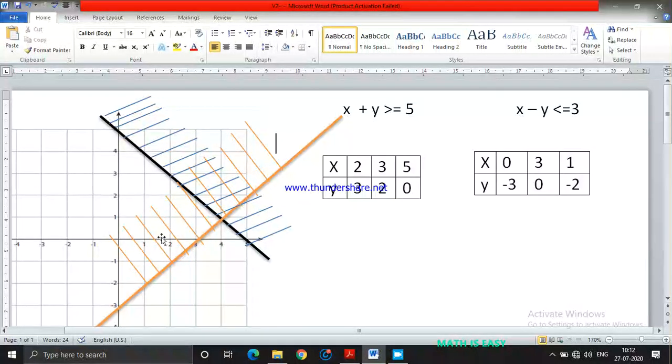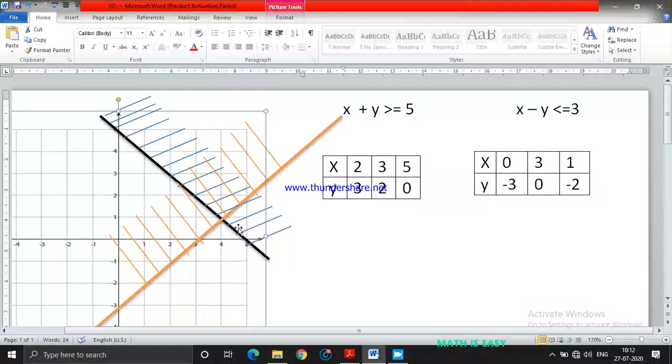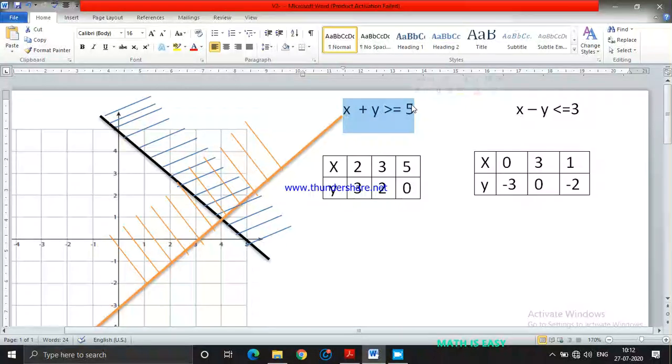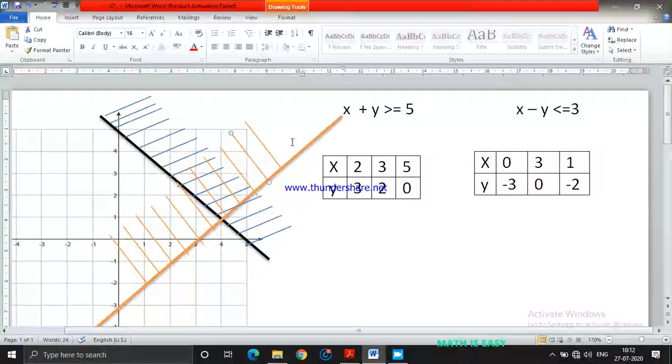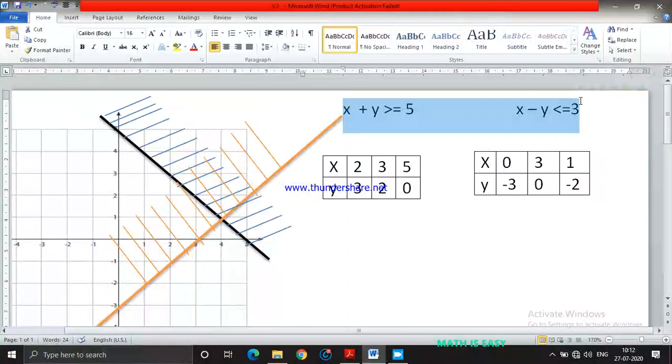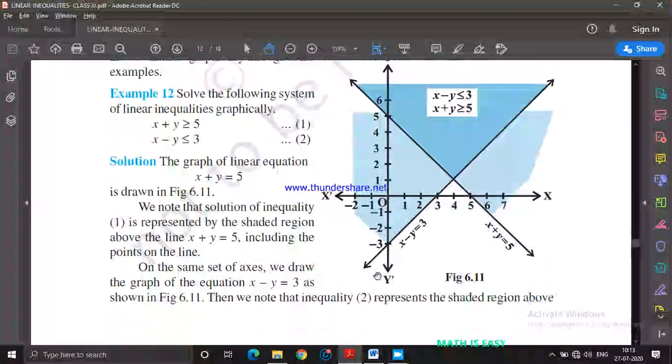So that means this region will be satisfied only for equation number 2. And where you have only blue lines, that region will satisfy equation number 1 itself. Where you have both blue lines and orange lines, when I extend these two, that is the region which is satisfied by both the equations. So that's it. You just have to show the solution region on the graph. Hope you understood this topic. Then we'll move to the next one.